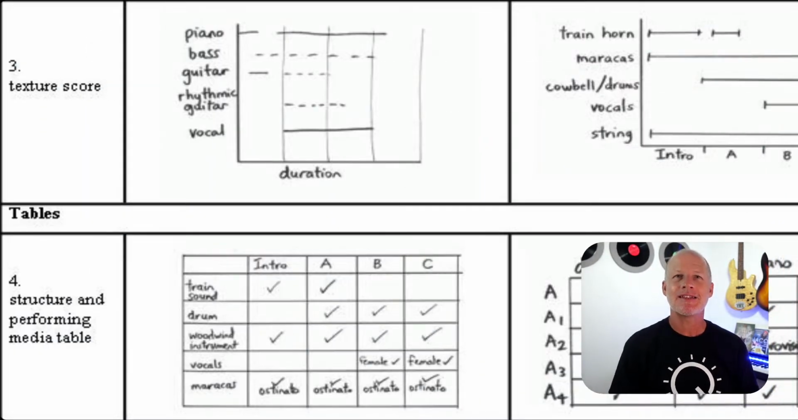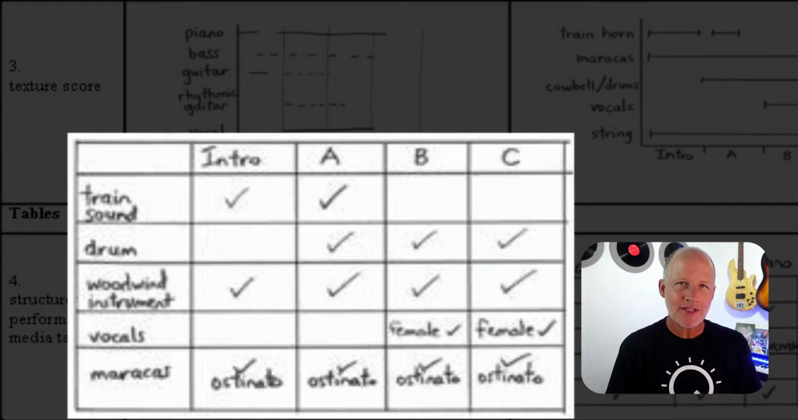Rather than an image, some concepts are more effectively described by drawing a table. For example, let's look at a texture table. In this example, the first row is used for sections or musical time, and the first column is performing media. As the excerpt is playing, these rows can be filled out and then ticks indicate when each performing media is playing.